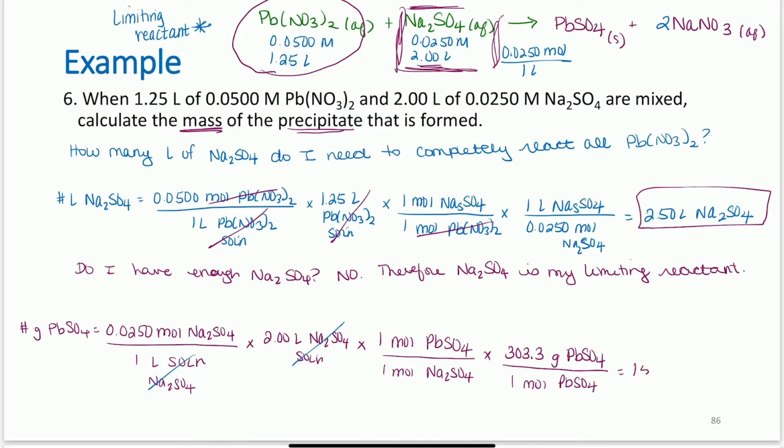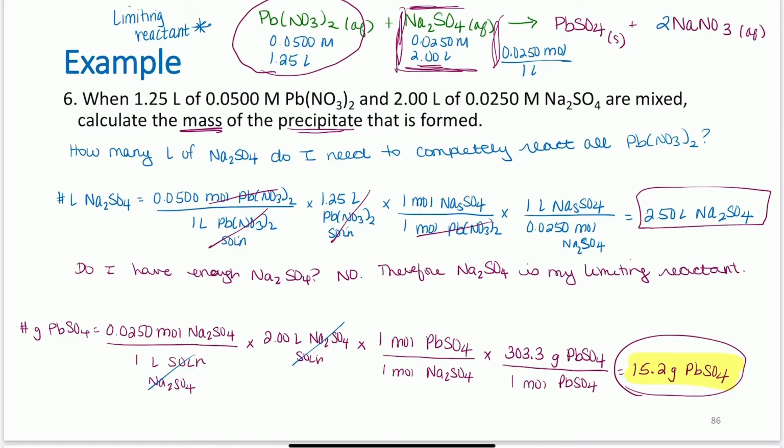And this gives me 15.2 grams of lead 2 sulfate. That is my answer. So if I mixed 1.25 liters of a 0.05 molar solution of lead 2 nitrate with 2 liters of a 0.025 molar solution of sodium sulfate, I would isolate 15.2 grams of lead 2 sulfate.